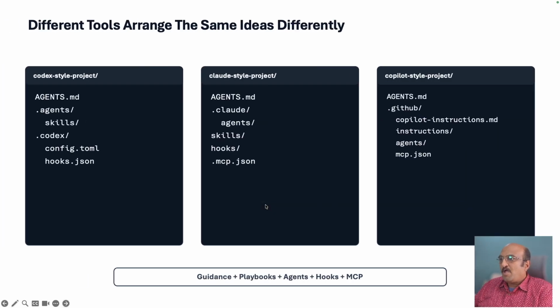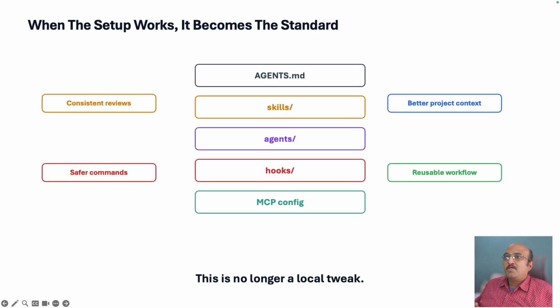Now, once you have created these things, you might start seeing very good results. You will get consistent review outputs. You always have a safer command set with the hooks. You will be able to manage better context in your project, and you basically have a reusable workflow. So this is no more a local tweak.